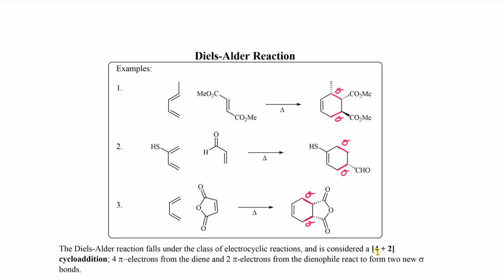So this is exactly why it's called a 4+2 cycloaddition. 4 pi electrons from the diene are involved with 2 pi electrons from the dienophile in a specific configuration that we will consider to form these sigma bonds, to form these rings. Let's look at a very simple example to contextualize the Diels-Alder.